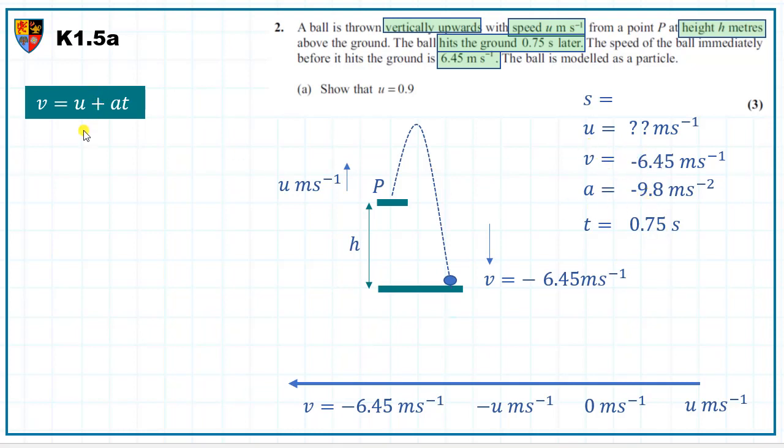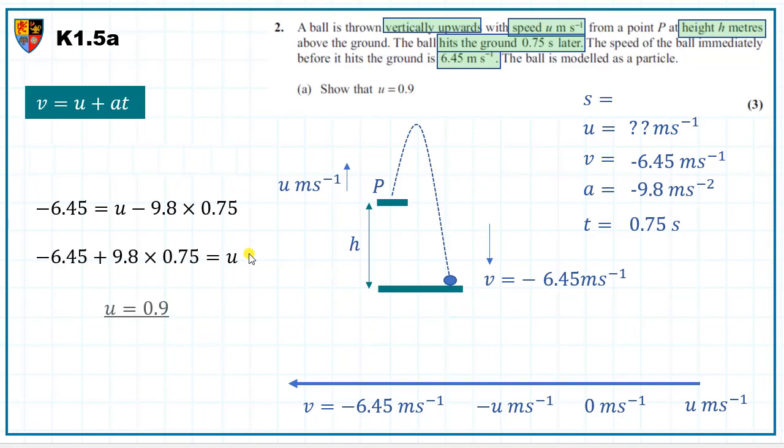So we can use V equals U plus AT. Clearly that came up on the screen much sooner than it should have. Naughty, naughty. I've got to reprogram this PowerPoint, but I'll do that later on. We substitute the values, rearrange, you get U equals 0.9. Sorted.